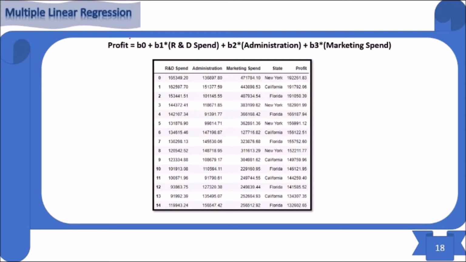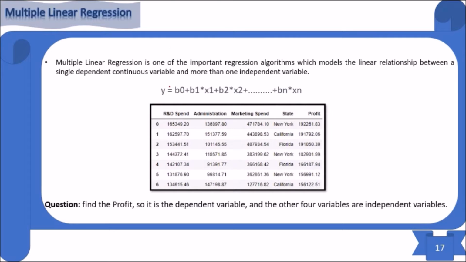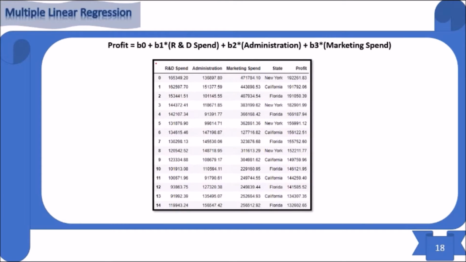Let's take profit as the dependent variable and put it in this equation, so the concept will be clearer to you. Profit is your dependent variable and the other attributes, like R&D spend, administration and marketing spend, are your independent variables. From this equation, I hope you understand the regression process a bit more clearly. So let's jump in.